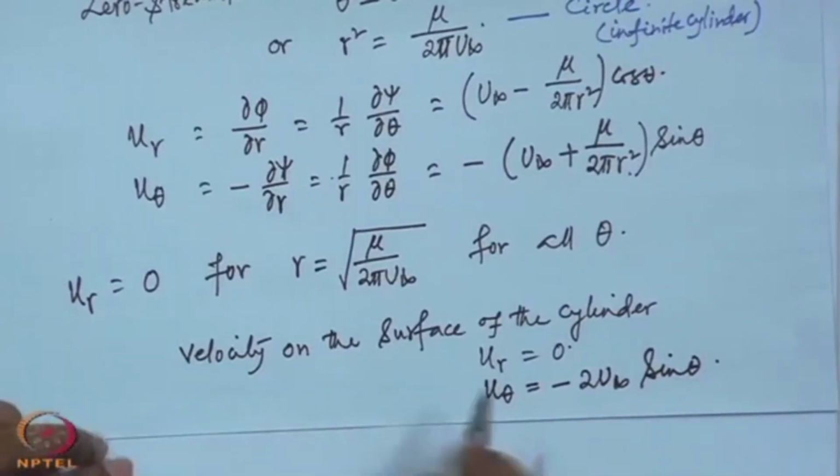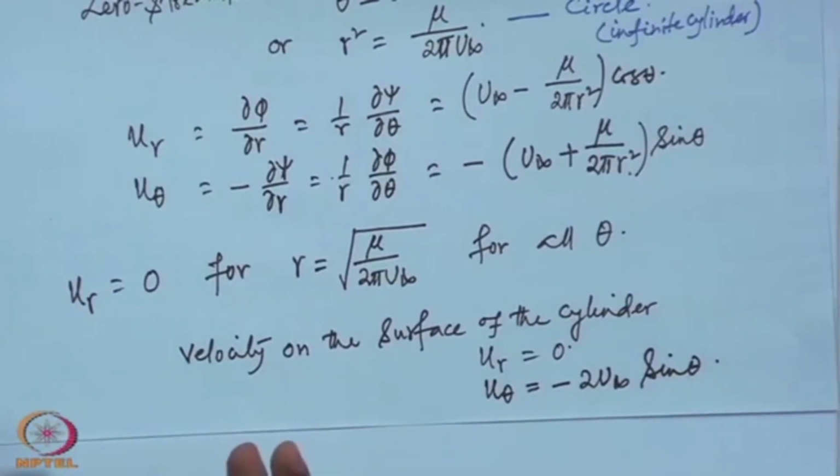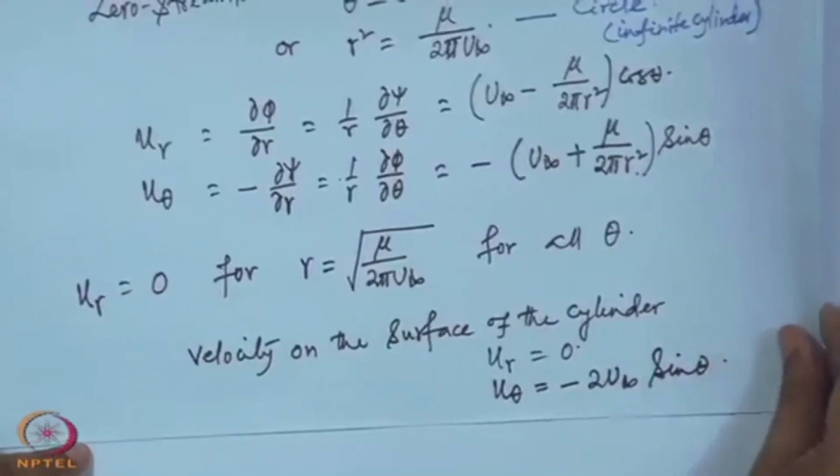This is, remember, only on the surface of the cylinder or circle, not the complete flow field. The complete flow field, of course, now we can write the complete flow field for a circular cylinder.